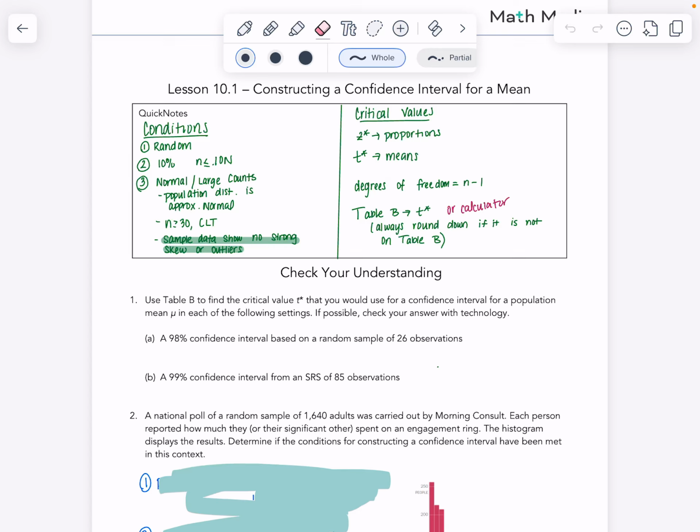This video is going to cover the Check Your Understanding from Lesson 10.1, which is constructing a confidence interval for a mean. In the last video, I did not explain well enough, actually, probably the best way to find the t-star value: looking at Table B.